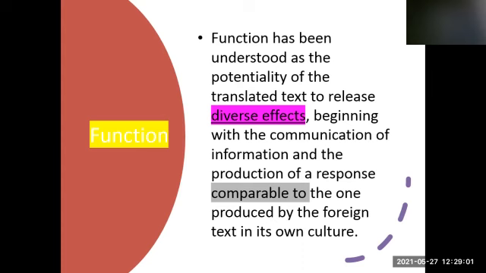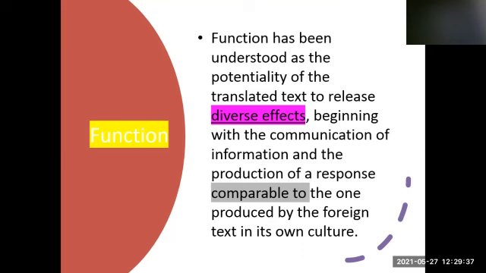So I cannot, for example, translate a tragedy into Arabic, and then people read this tragic play and start laughing. This means there is something wrong, because people should laugh when they read a comedy, not a tragedy. So the function of the text is very important. When I translate, I have to keep the function of the source text in mind.